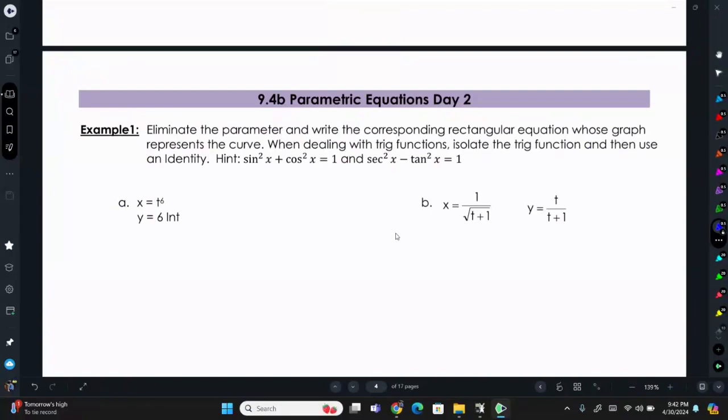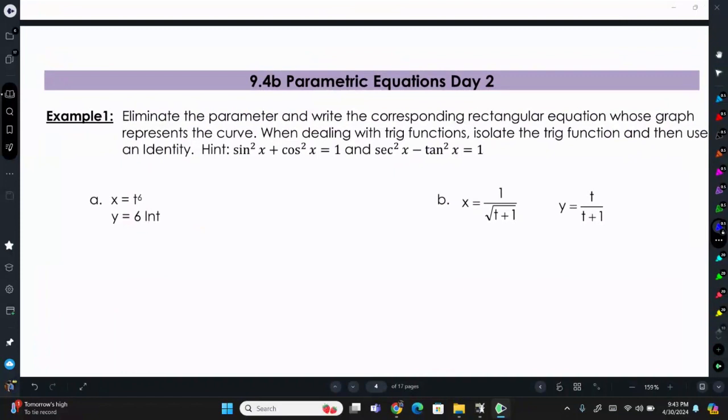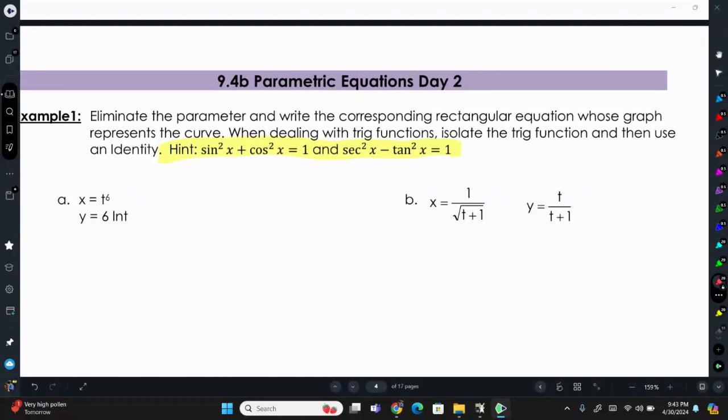So part 2 of our parametric equations section is about more complicated equations and eliminating the parameters of these. Some of them are going to be involving trig, and when we have trig, we need to remember two of our identities: sine squared plus cosine squared is equal to 1, and secant squared minus tangent squared is equal to 1. And we need to isolate the trig functions first.